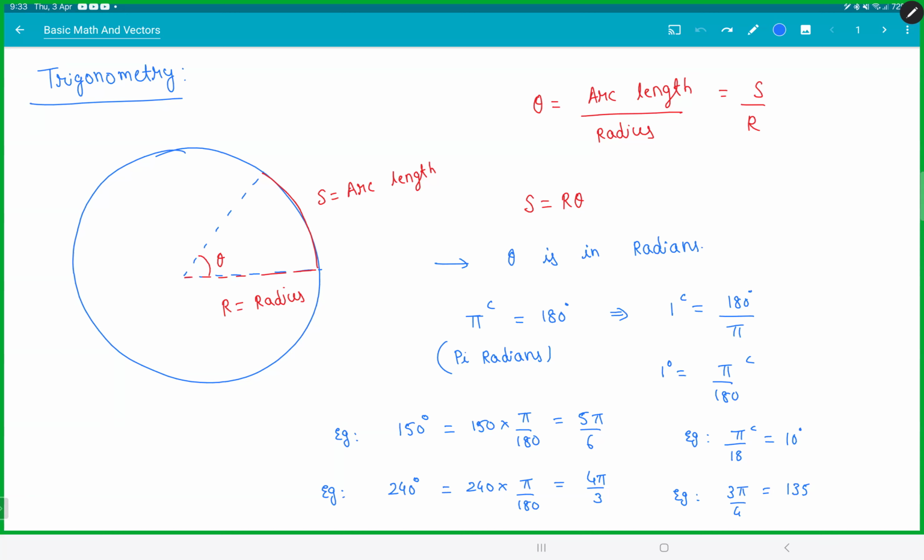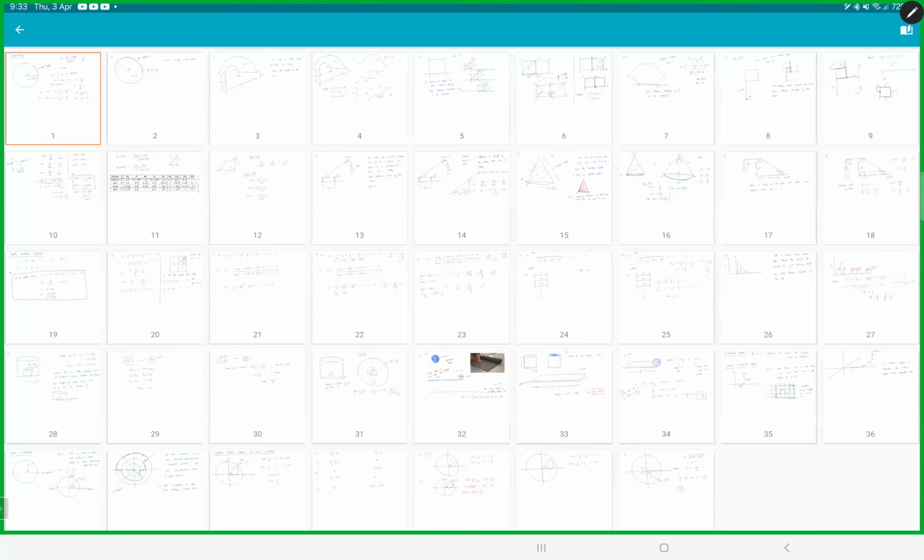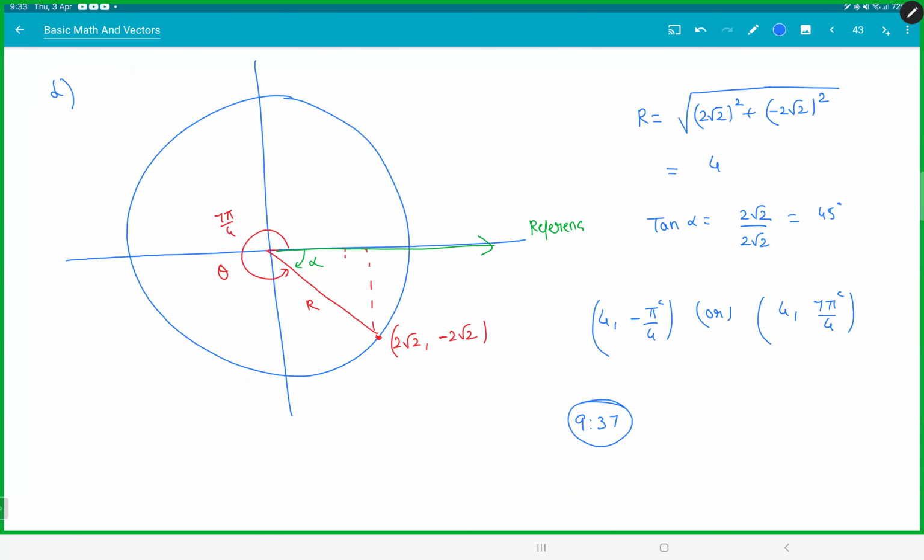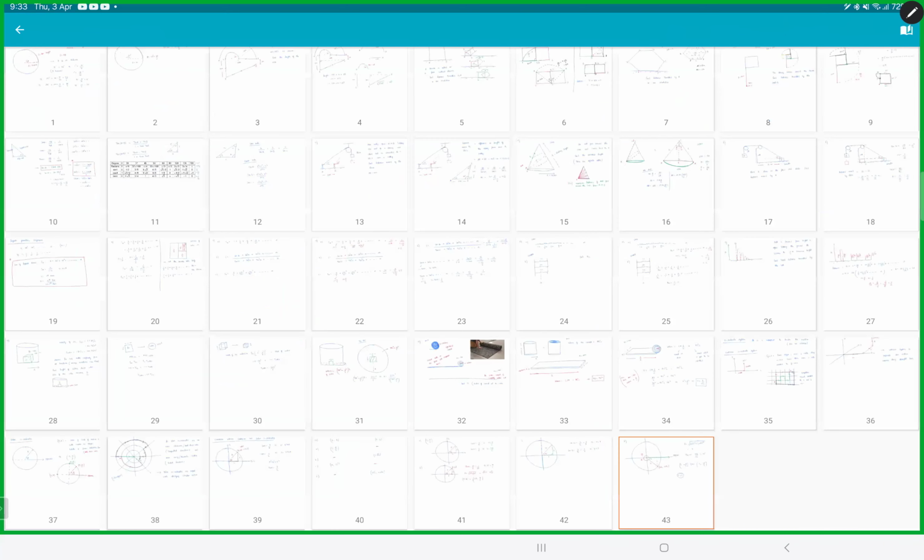Vanshika, I did share a small sheet in the group, maybe 12 questions, not much. Solution for the first question is what?